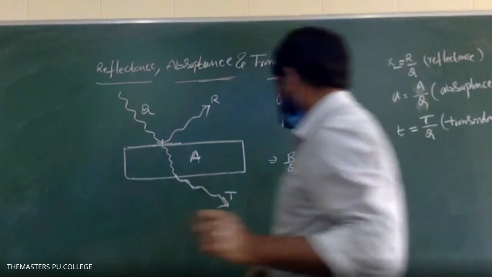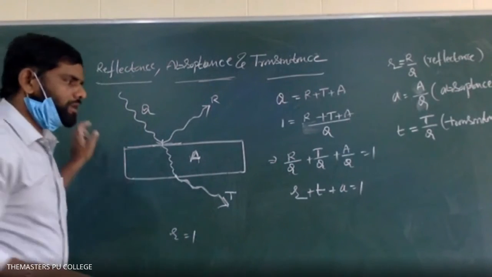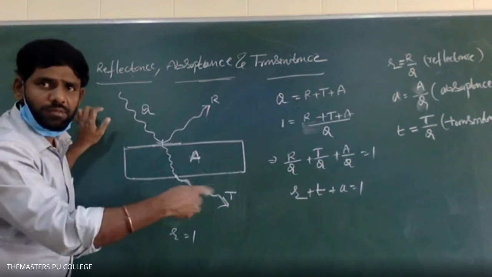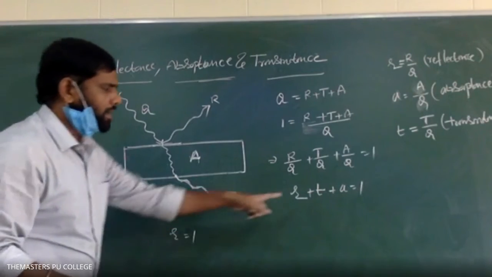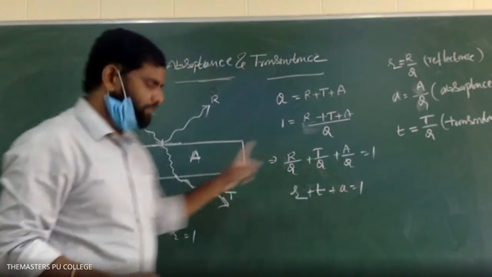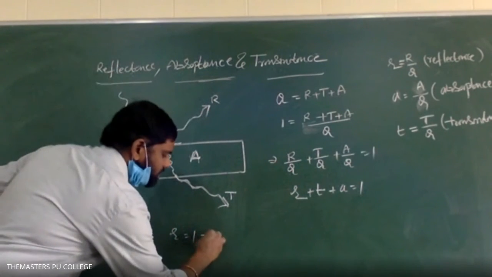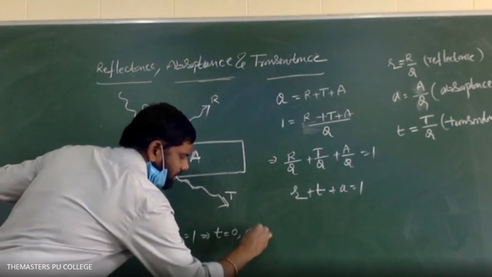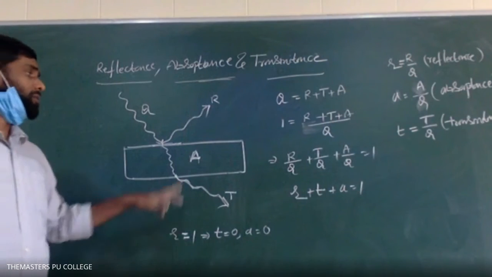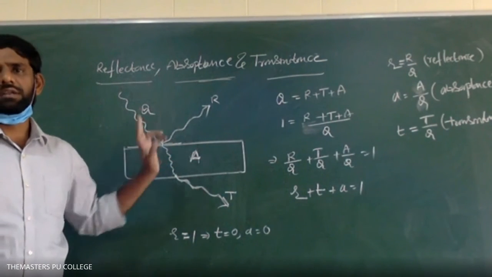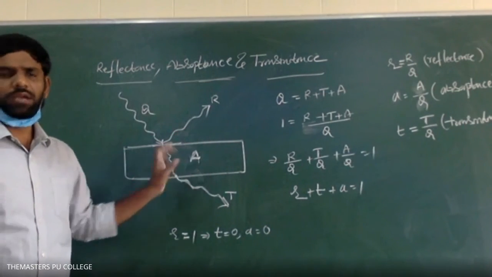Remember this one. For example, let us say R is equal to 1. R equal to 1 means then what are the remaining terms? Here R plus T plus A equals 1. If R is equal to 1, what are the remaining? 0. So that implies T is equal to 0, A is equal to 0. R equal to 1 is called a perfect reflector. 100% of the energy is reflected back by that surface. That is called a perfect reflector.